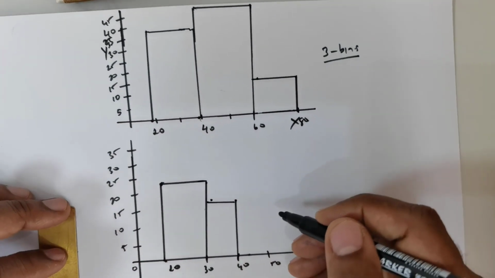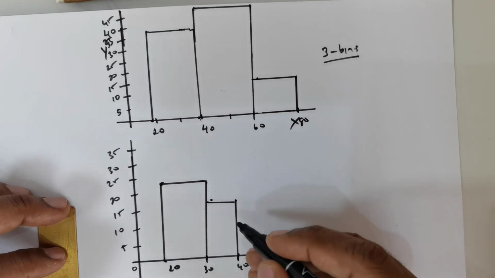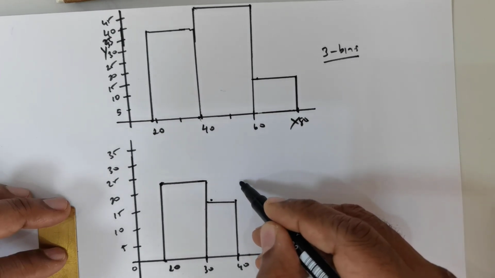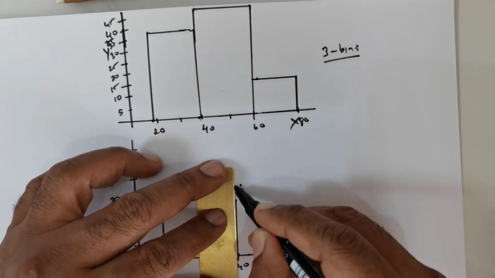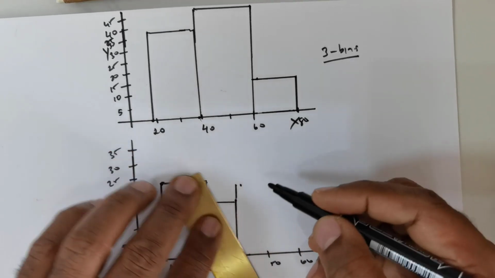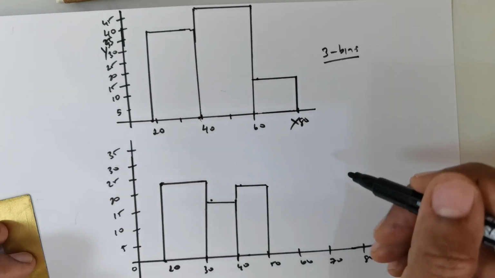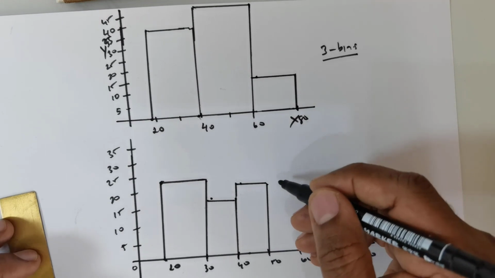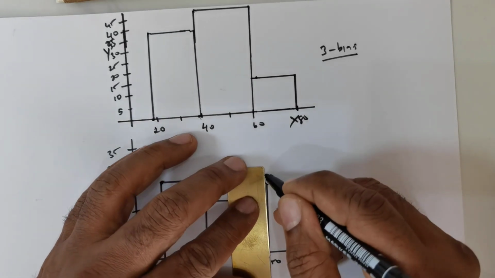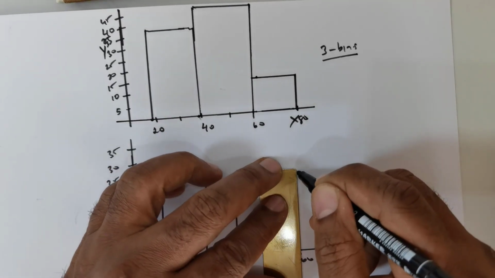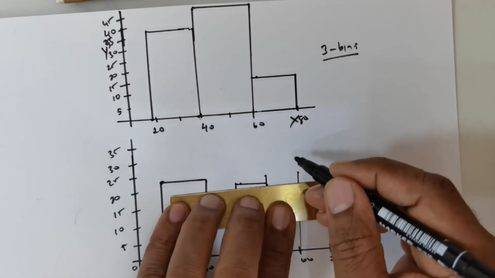And then 40 to 50, 22 people are there. So that is going to be over here, 22 people. And then 50 to 60, 23 are there. So again 23. So that division is going to be like this, 23.